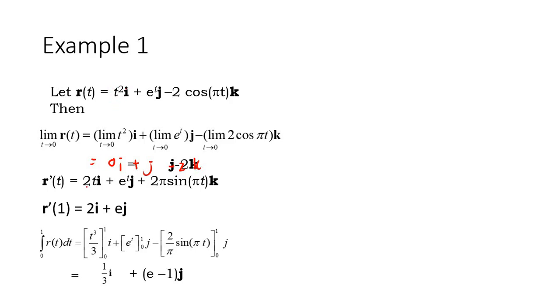So the limit is j minus 2k. To differentiate to get dr/dt or r prime t: d/dt of t squared is 2t i. d/dt of e^t j equals e^t j. d/dt of negative 2 cos pi t k: differentiating cos gives negative sin, so negative times negative gives positive 2 sin pi t, and then d/dt of pi t gives a pi. That's why the answer is 2 pi sin pi t at component k. If you want to evaluate r prime t at t equal to 1, plug in t equals 1: you have 2i, e^1 j, and sin pi is 0. That's why the answer is 2i plus e j.